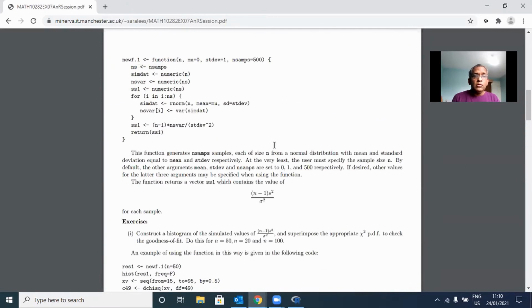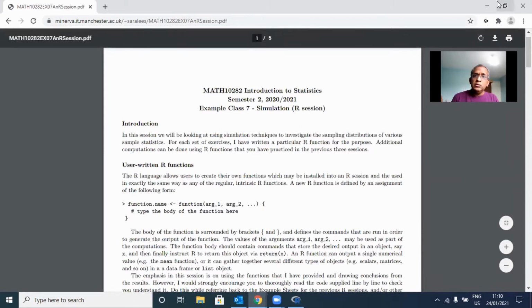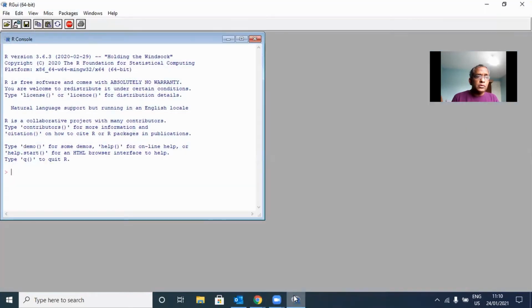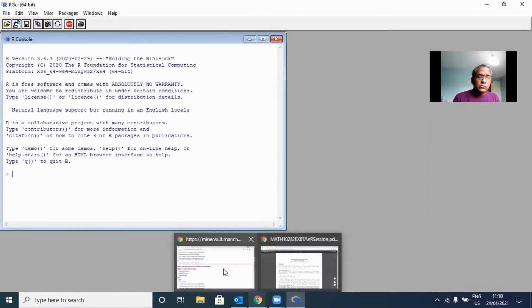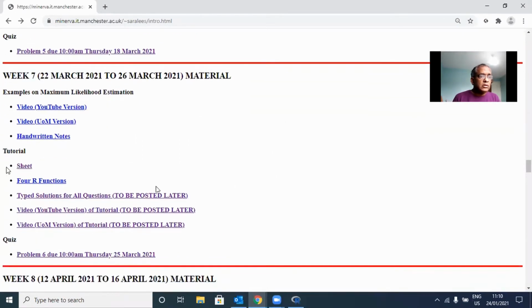Okay, so let's start. The first thing you need to do is to open the R window. Right, this is the R window. And you should go to the course website for week 7. We are currently on week 7.